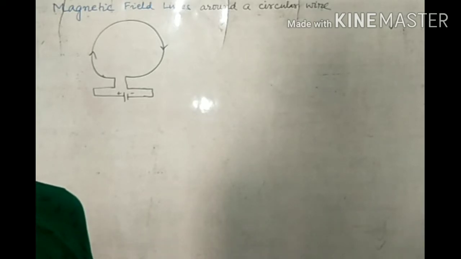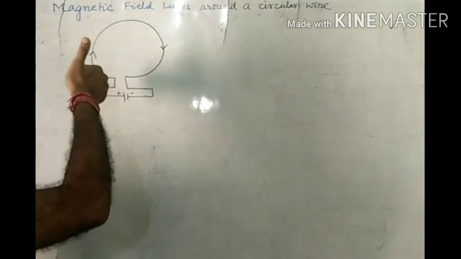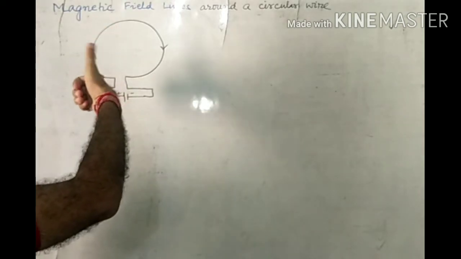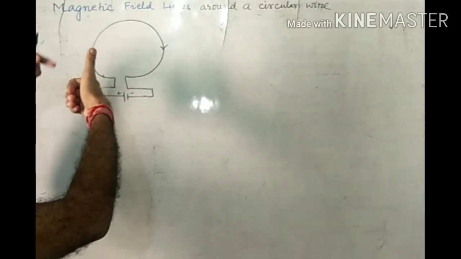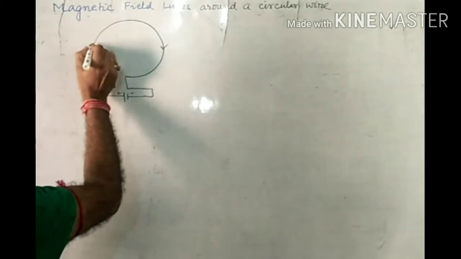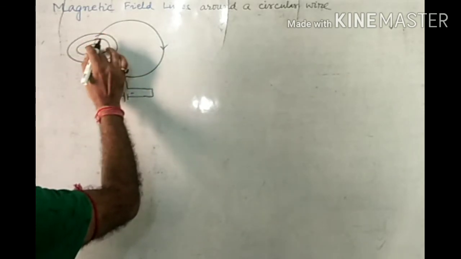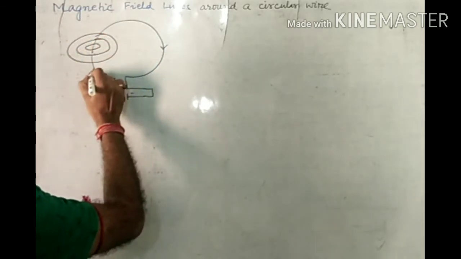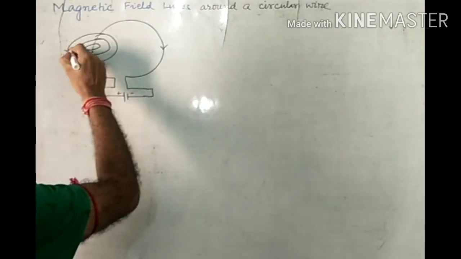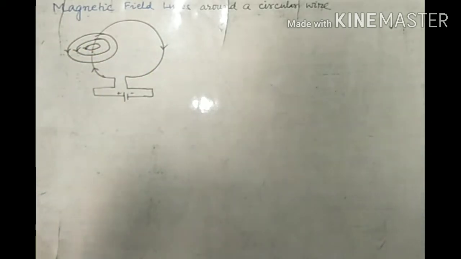The same rule will be applied, that is the right hand thumb rule, which states that you stretch your thumb in the direction of the current and fold the rest of the fingers. The curl of the rest of the fingers gives the direction of the magnetic field. So here, at this point, current is flowing, and the direction of magnetic field lines is anti-clockwise.